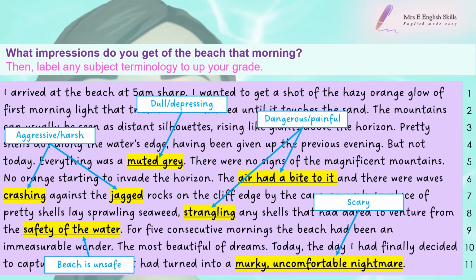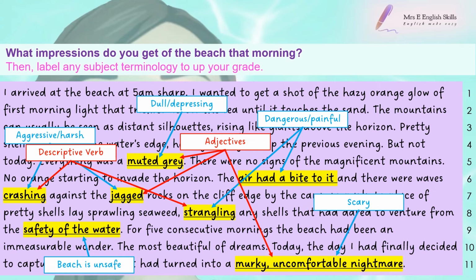Then label any subject terminology. By using terminology, this can increase your grade. Once again, pause this video to have a go before I reveal the terminology that I've found. Terminology can be language devices or techniques or word classes. Okay, so what I've found is descriptive verb, crashing, strangling, adjectives, muted, jagged, murky and uncomfortable, personification, the air had a bite to it, and a metaphor, the nightmare.